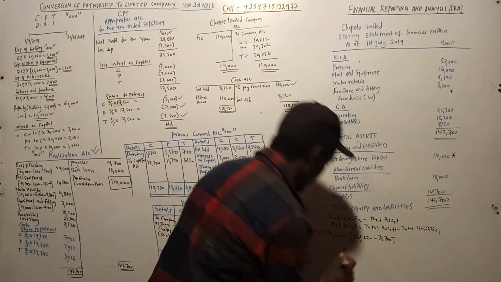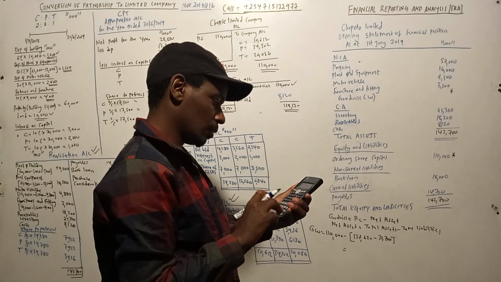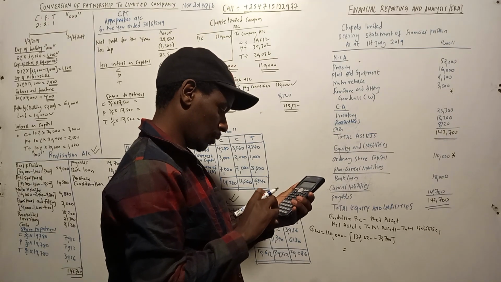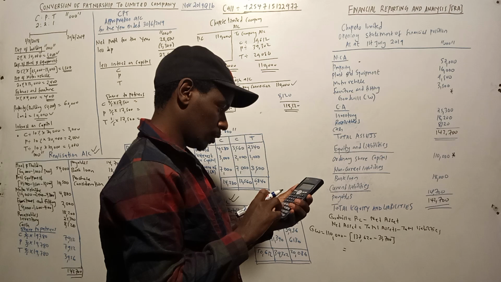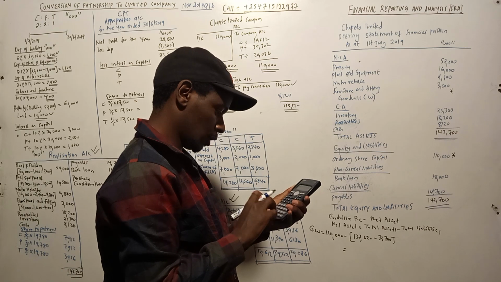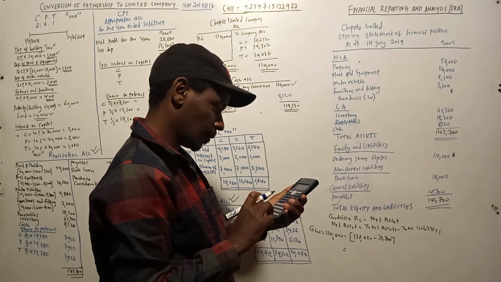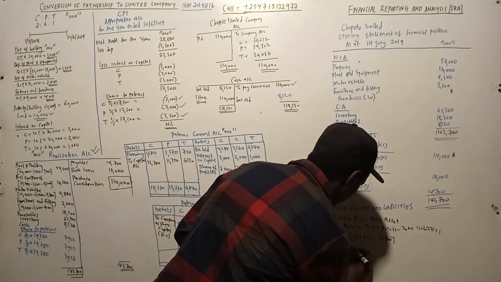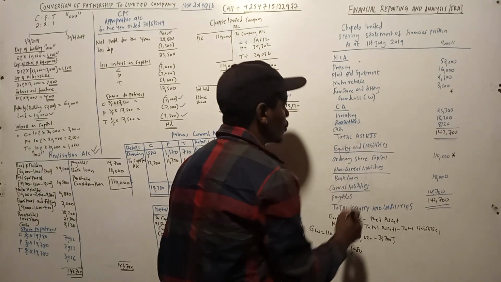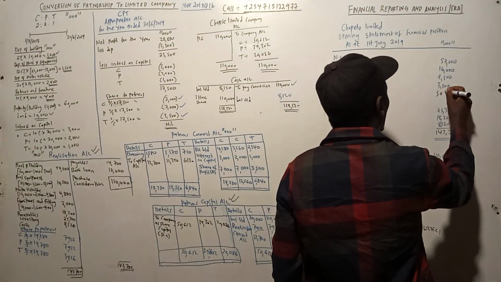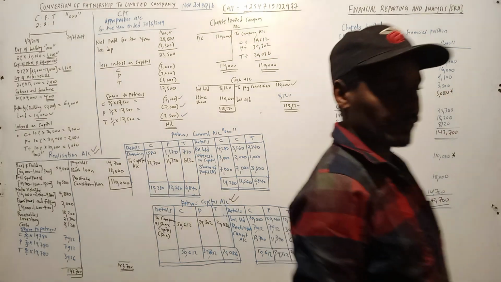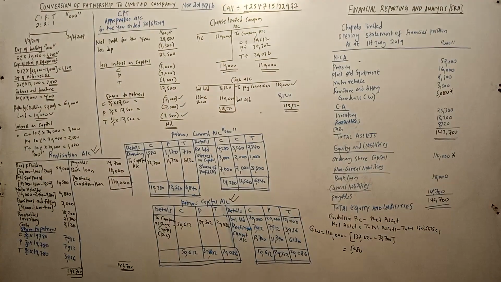So we shall get a figure. So 110,000 minus 137,620 minus 32,700. That gives 5,080. So meaning the figure here is 5,080. I don't know if that is the correct amount, but if that is the correct amount, it must balance.